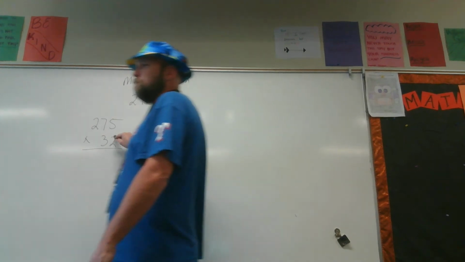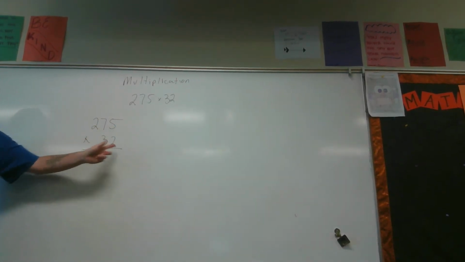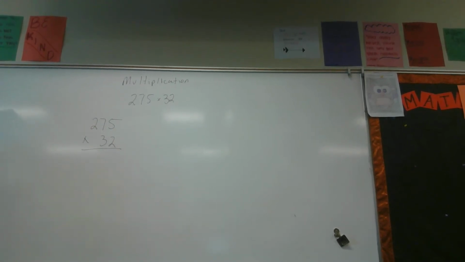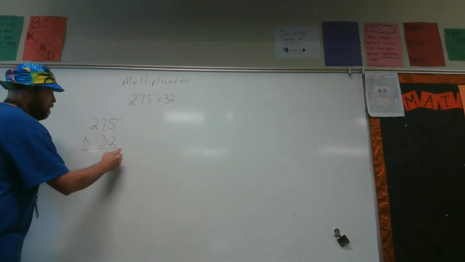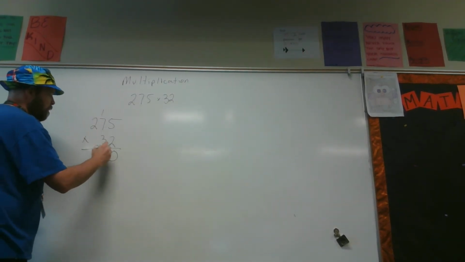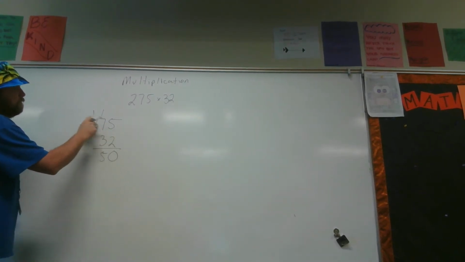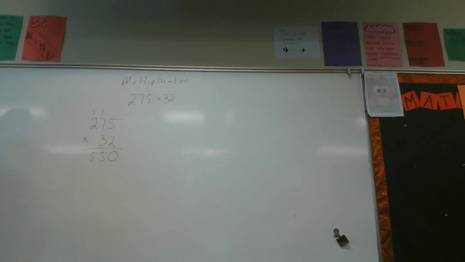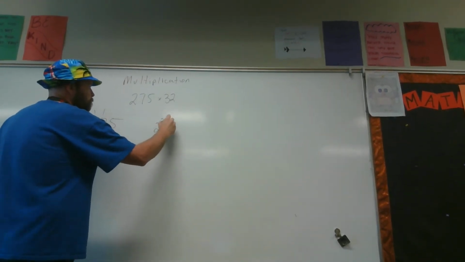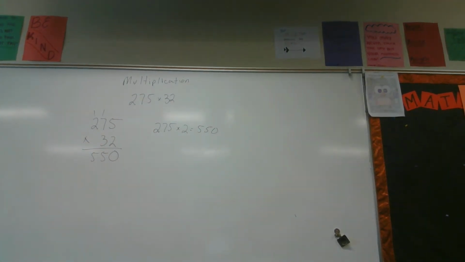First step is we take our ones place, which is our 2, in our bottom factor. We have 5 multiplied by 2. 5 times 2 is what, Janelle? 10. So I have 10 ones, which means I put my 0 there. Now I multiply 2 times 7, Janelle. 14. Plus 1, 15. I have 5 tens, so that's 150. And Janelle, 2 times 2 is 4, plus 5. So 275 times 2 is 550. What we just did is we multiplied 275 by our ones place.